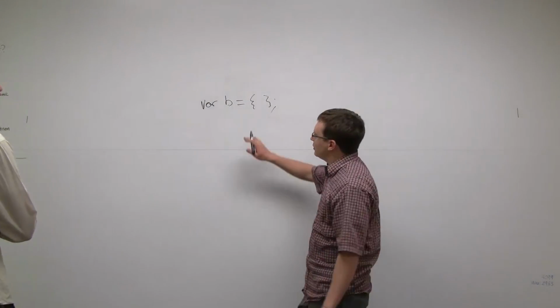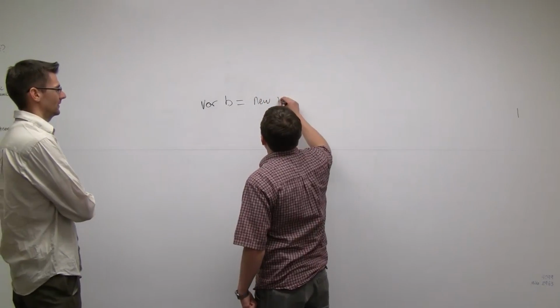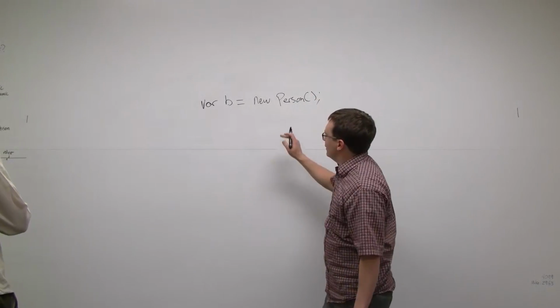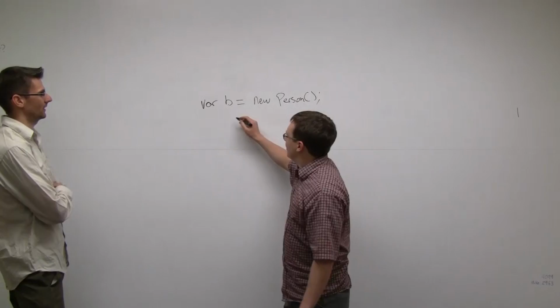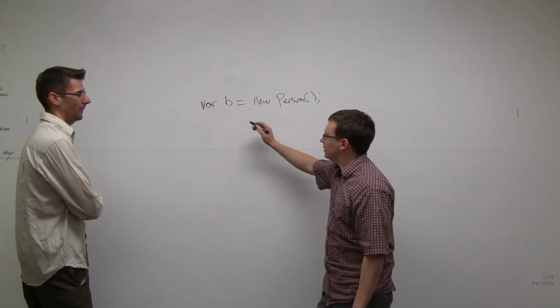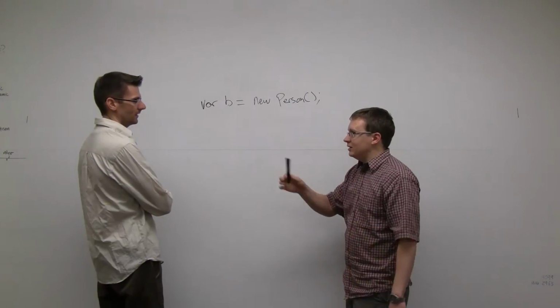That's a good point. If this was Java and I said B is a new person, because Java is typed strictly and statically, Java knows what this B is, what it can do, and if I try to make the B fly, Java's going to throw a fit. The IDE is going to throw a fit.